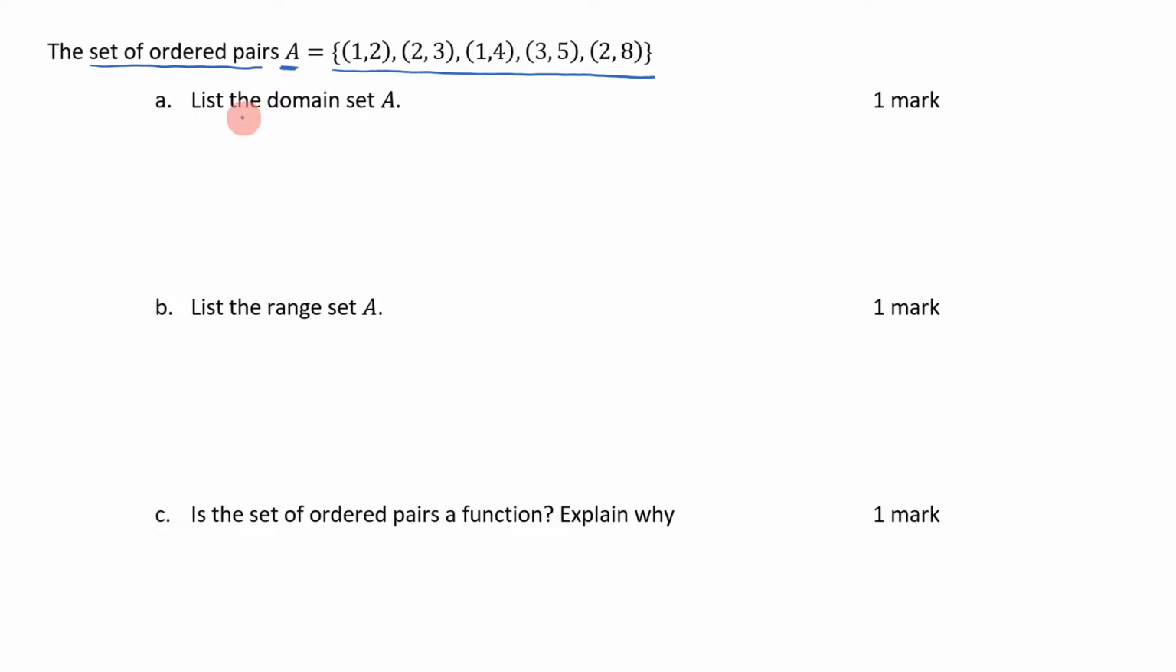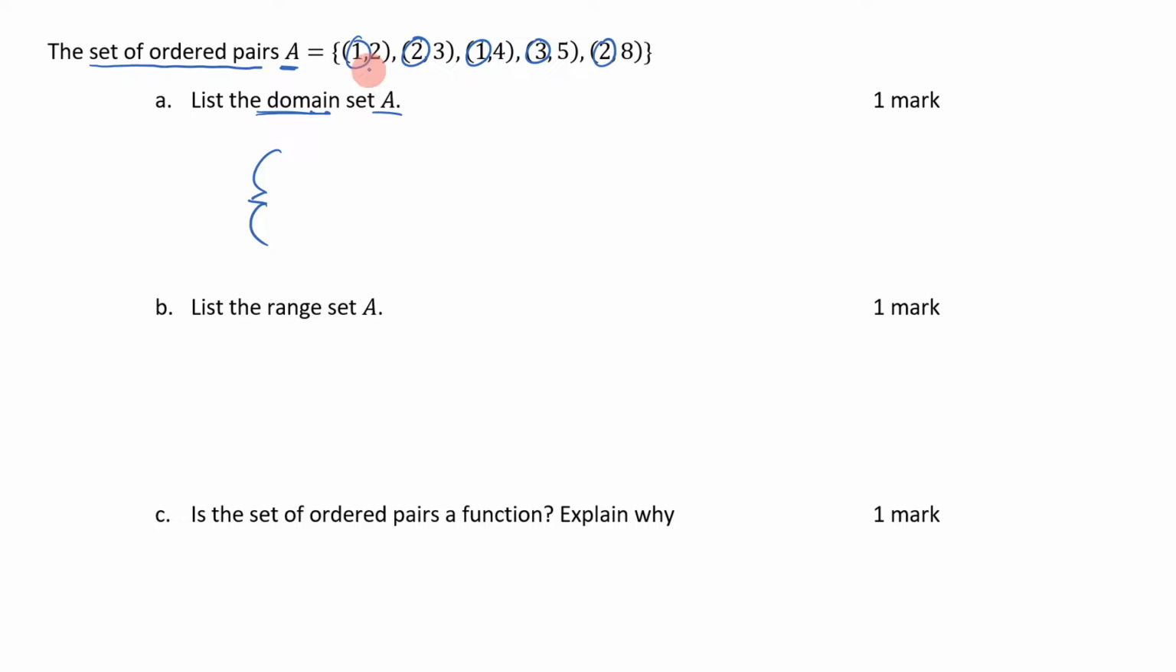First thing we need to do is list the domain of set A. Now remember, your domain is just all your possible x values. So that means we're going to be looking at all our x values here and listing them out. Now it says list the domain of set A. You always use curly brackets when you're listing out a set of values here.